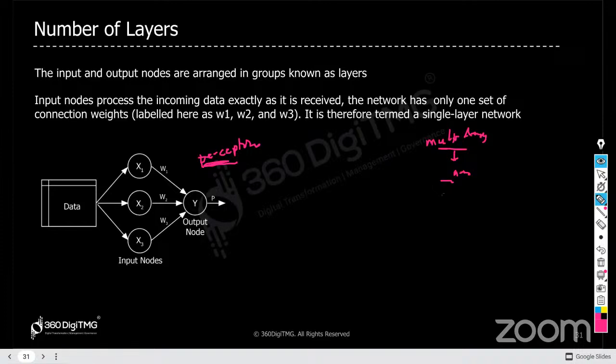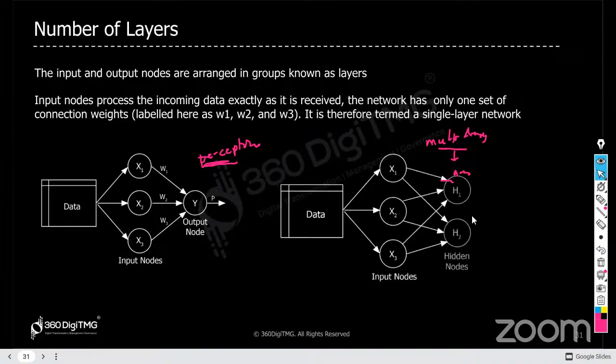So this is what you have to understand. When you don't have a hidden layer in between, only input and output, it is called a perceptron or single layered network. If you have input, output, and hidden layers, it is called a multi-layered network or dense network. These are the things that you have to remember.